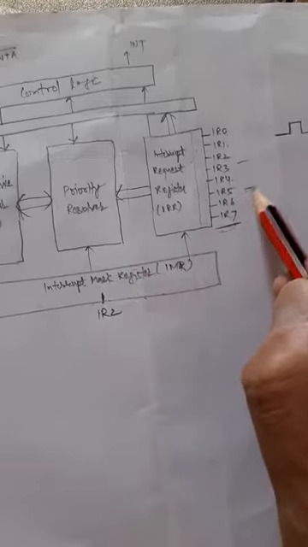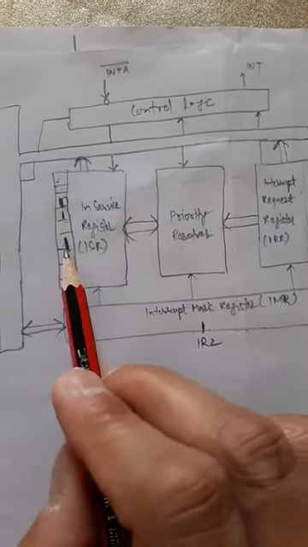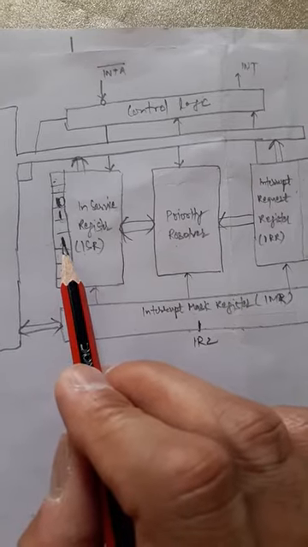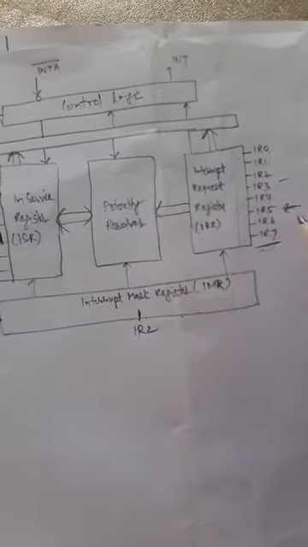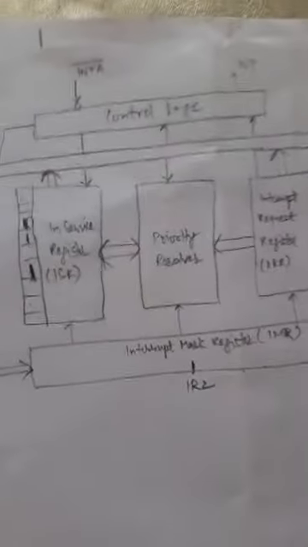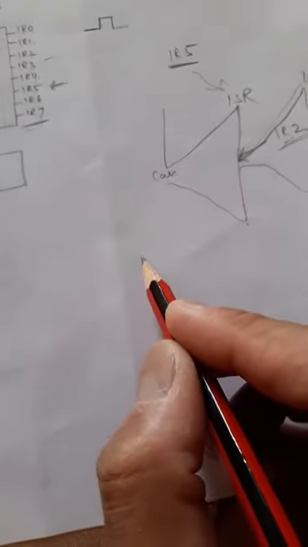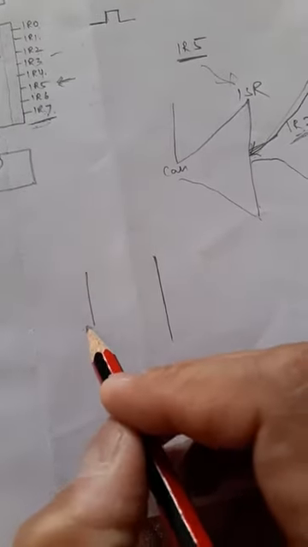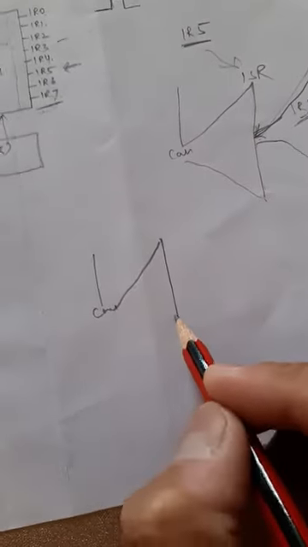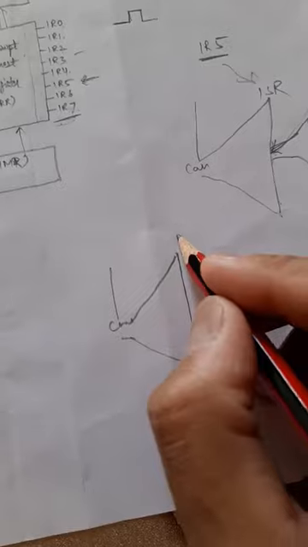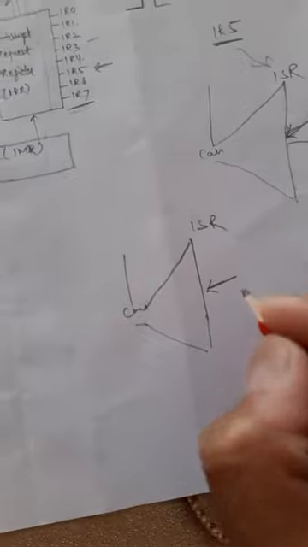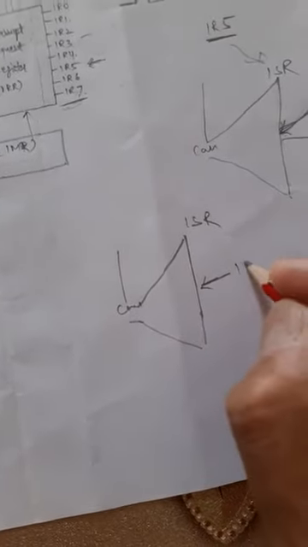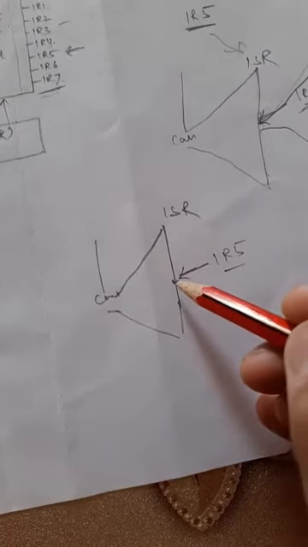But suppose IR5 occurs while the ISR for IR5 is being serviced, in the running position. This is the main program, here we have called, and this ISR is being run. So this is the ISR for IR5. Now somewhere in the middle of this ISR, IR5 has interrupted again. So what does the MPU do? The MPU would suspend this ISR and go again to this ISR.